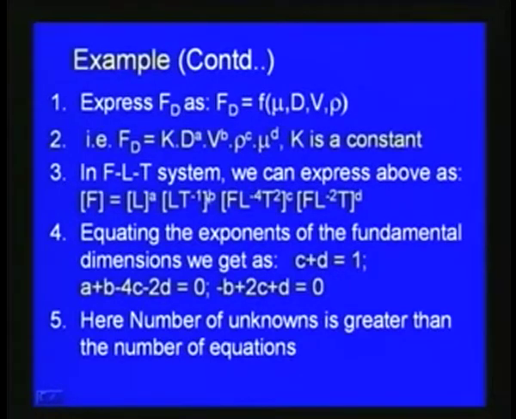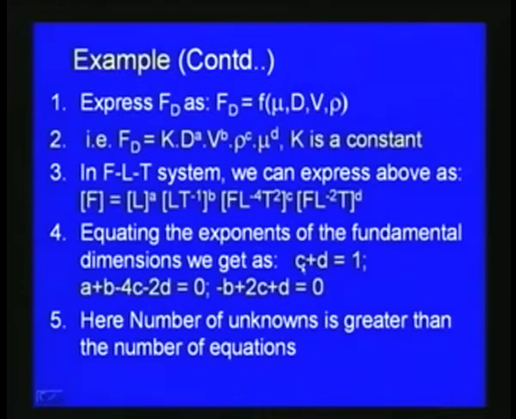Force appears in two places, so equating the left and right sides we can write c plus d is equal to 1. Then if we equate with respect to length L, we can write a plus b minus 4c minus 2d, and here the left hand side is 0, so that is equal to 0. Then with respect to T, we get minus b from t to the power minus 1, plus 2c from t to the power 2 to the power c, plus d from t to the power d. So, minus b plus 2c plus d is equal to 0.